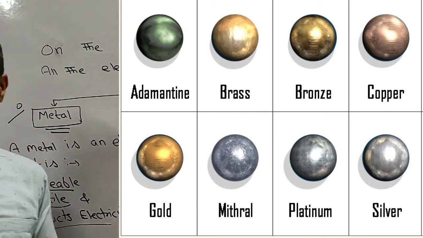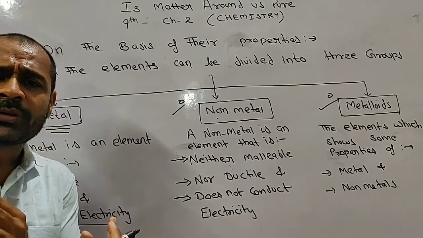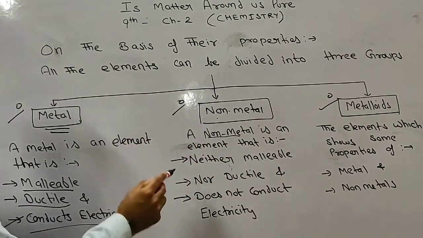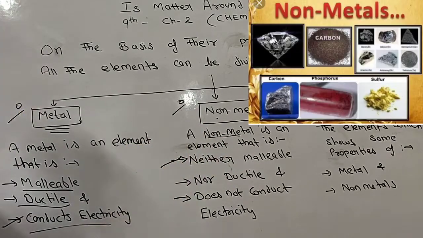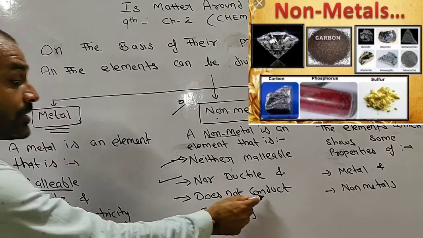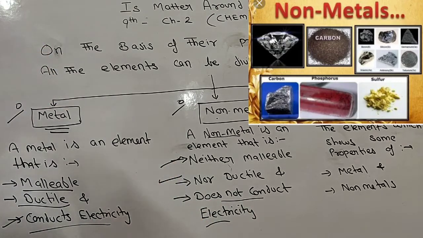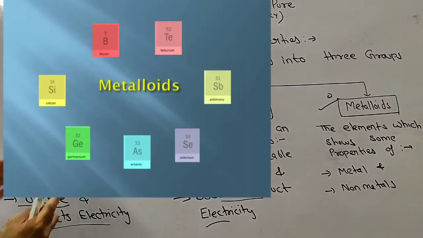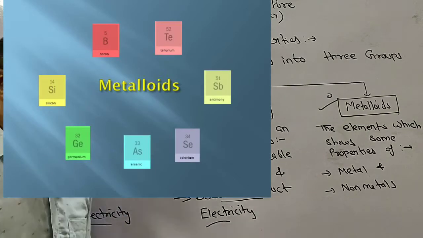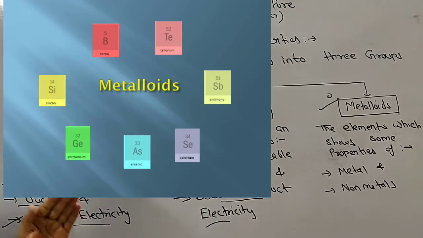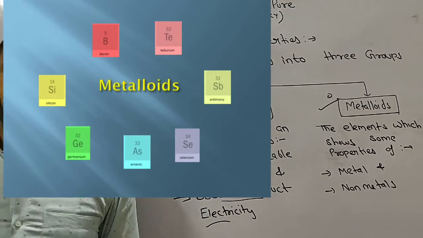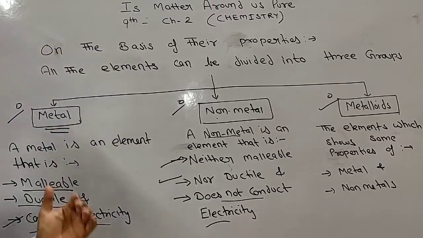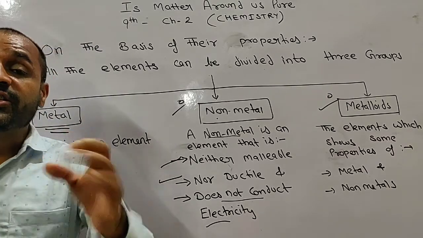As we have discussed, non-metals show the opposite properties to metals. Non-metals are elements that are neither malleable nor ductile and do not conduct electricity. And lastly, metalloids show some of the properties of metals and some of the properties of non-metals. These are the general properties, and now we will discuss all the properties of metals and non-metals in detail.